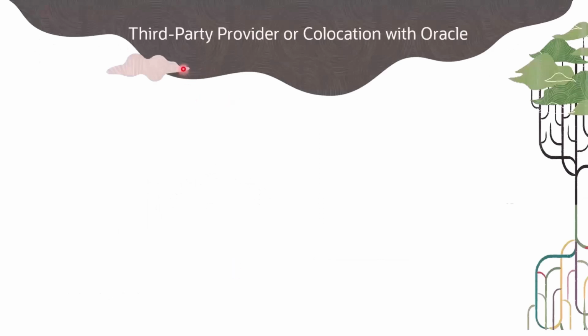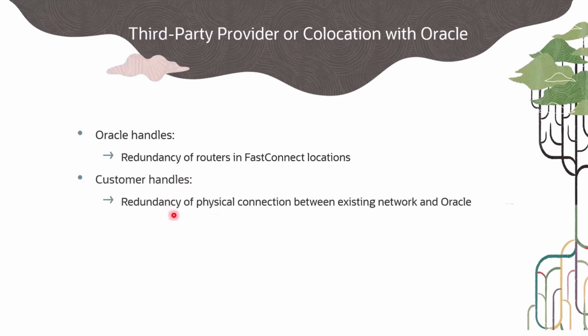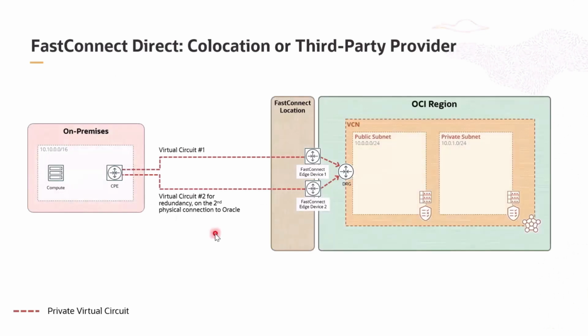So let's now talk about the third-party provider or co-location with Oracle. In case of third-party provider or co-location, Oracle is going to handle the redundancy of the routers in the Fast Connect locations, and the customer is responsible for making the physical connection between their network and Oracle redundant.